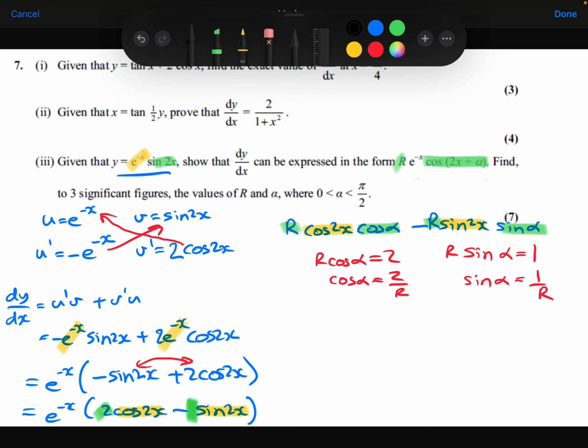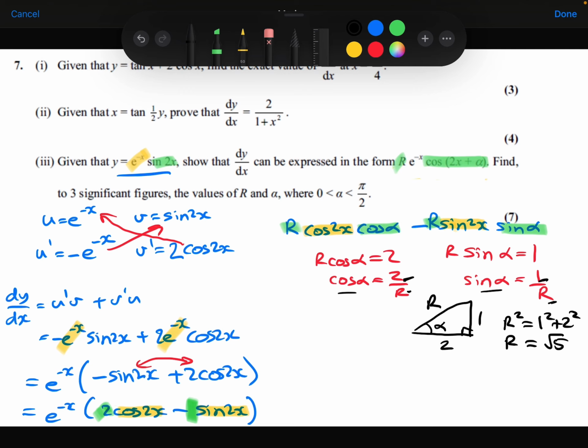And now just draw a quick little sketch of a right angle triangle where this angle is alpha. The cos alpha gives me the adjacent over the hypotenuse. The sine alpha tells me the opposite over the hypotenuse. So I can now work out r by using Pythagoras. R squared equals 1 squared plus 2 squared. So r is root 5.